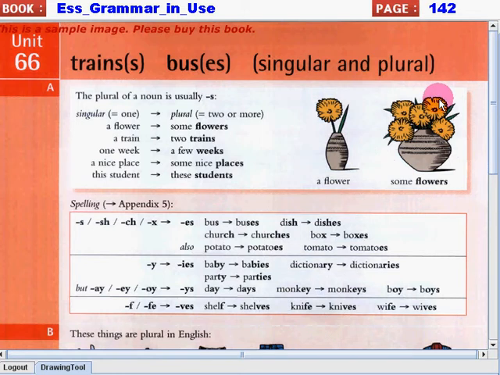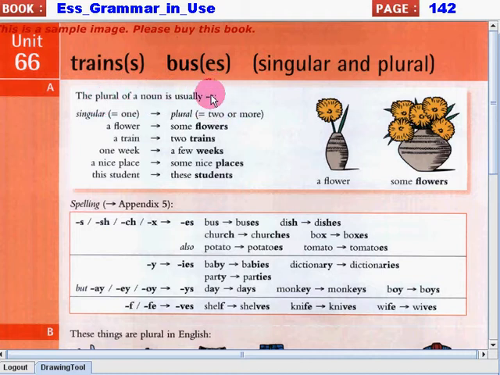Today we will discuss a new lesson, Unit 66. It's about singular and plural forms of the noun. Now, we will talk in this lesson about the plural of nouns. How do we form the plural of nouns? For example, trains and buses. The plural of a noun is usually formed with S.